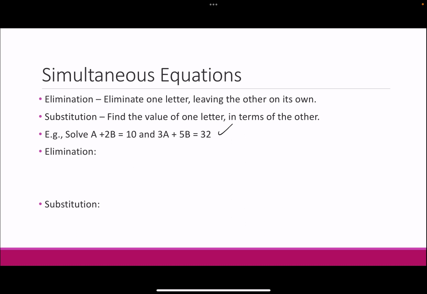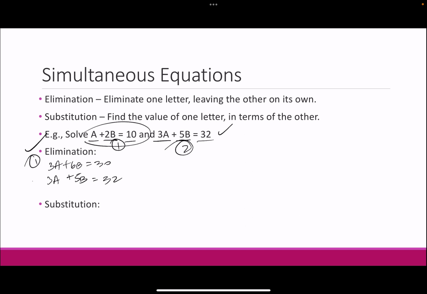If we have a plus 2b equals 10 and 3a plus 5b equals 32, and I want to eliminate something, I need to have two of the same term in each of these equations. For example, a and 3a are not the same, and 2b and 5b are not the same. We want to eliminate either a or b, so I need to manipulate the equation to make it the same. I'm going to multiply this whole equation by 3. I get 3a plus 6b equals 30. Now I have 3a in both equations.